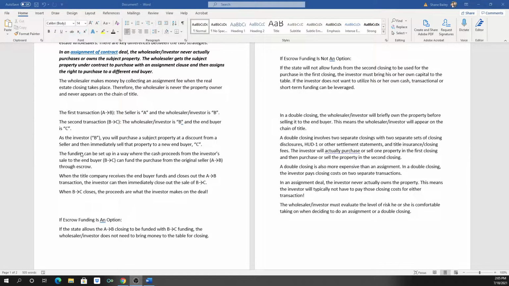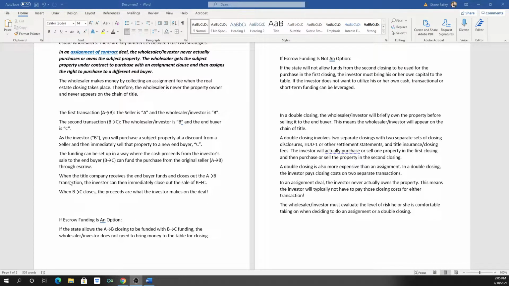Again, we're basically flipping the contract either way, but now we're doing a double closing. So investor B, that's you, will purchase a subject property at a discount from the seller and then immediately sell that property to a new end buyer. The funding can be set up in a way where the cash proceeds from the investor's sale to the end buyer, which is the cash investor, can fund the purchase from the original seller. So from the seller to you, they're going to actually do 2 purchases of property in one sitting. That's what a double closing is.